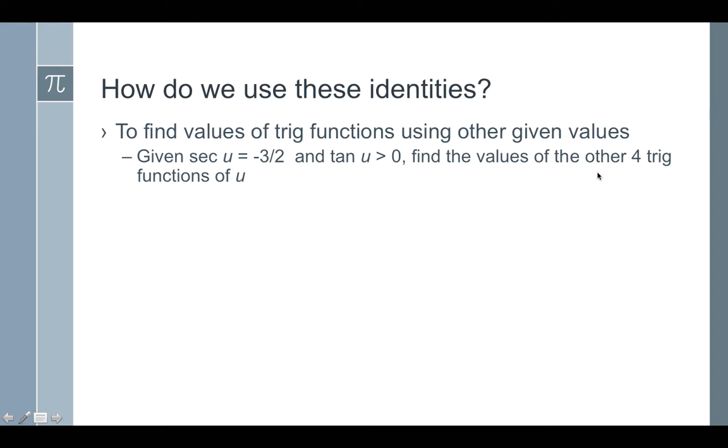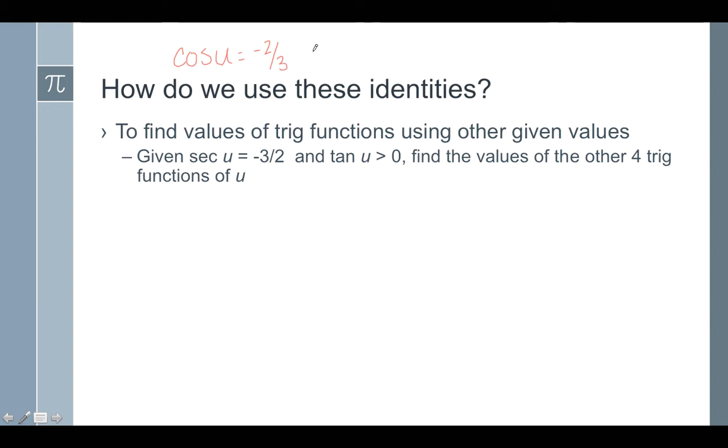Given secant is negative 3/2 and tangent is greater than 0, find the value of the 4 trig functions of u. I meant to say the other 5 values, because we actually have to figure out tangent. We're only given secant, so we need the other 5. Well, since we're given secant, we obviously know that cosine of u is the reciprocal of secant, so we get negative 2/3.